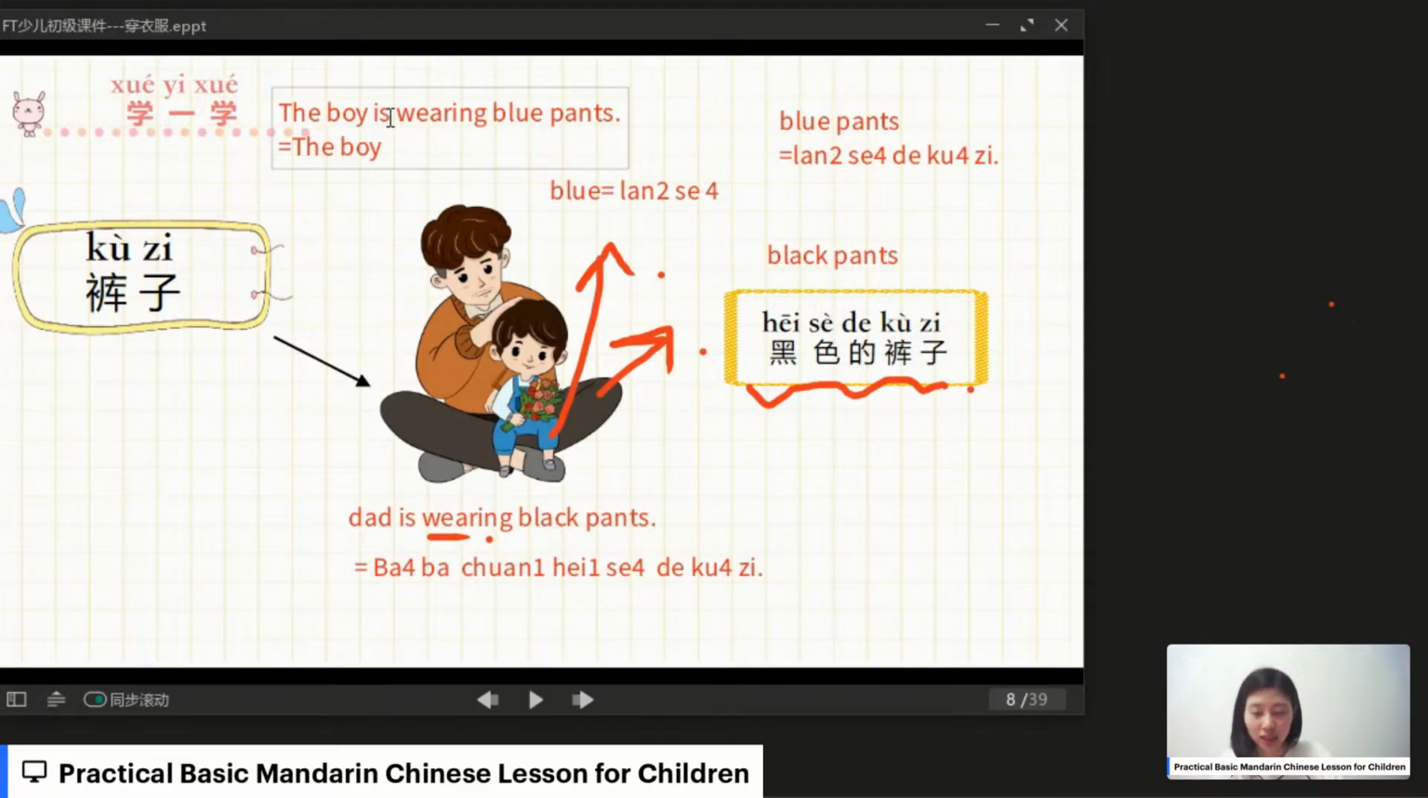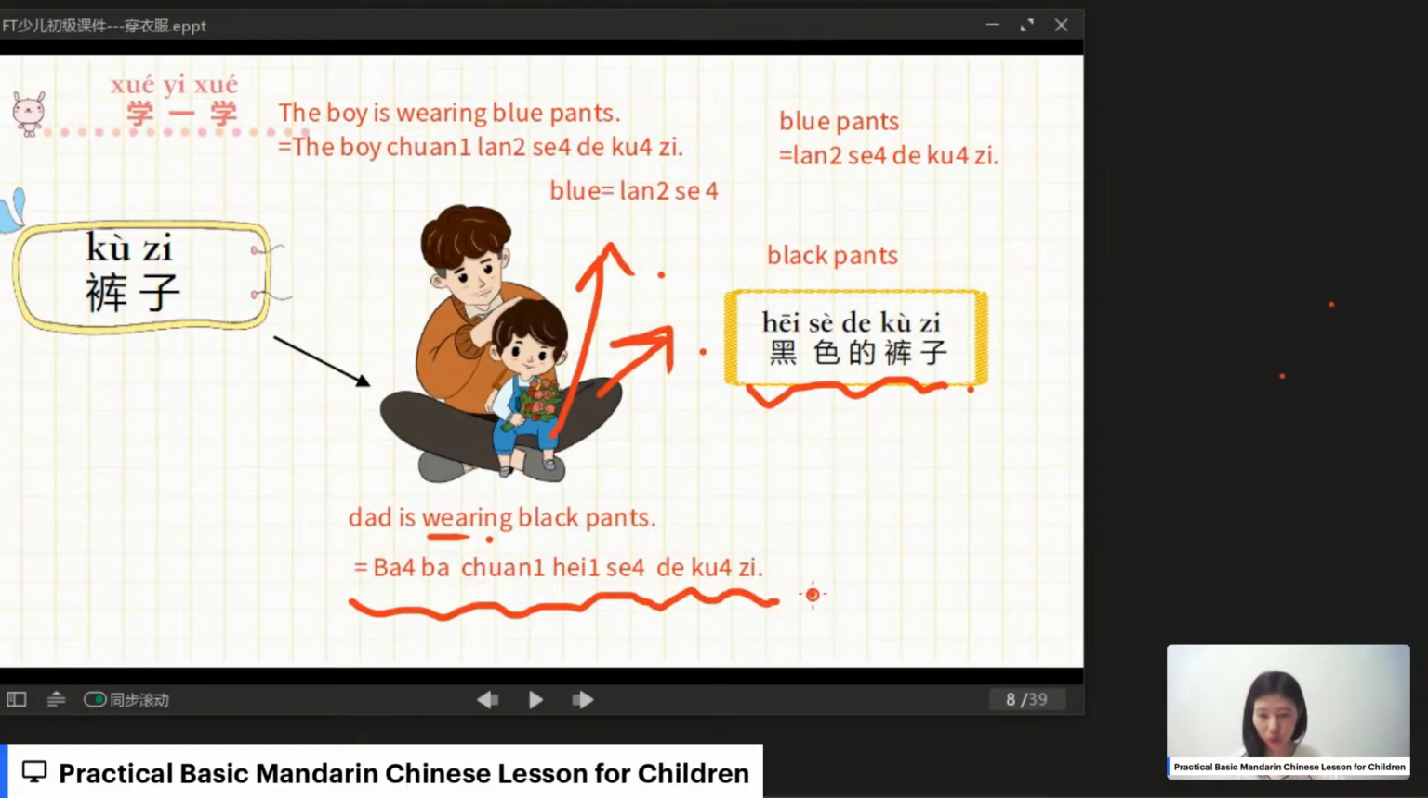So we can say the boy is wearing, that would be 穿 blue pants, right? Blue pants will be 蓝色的裤子. So one more time for this sentence, the boy 穿蓝色的裤子. The boy 穿蓝色的裤子. So dad is wearing black pants. That would be 爸爸穿黑色的裤子. So the keyword is 裤子, and another word is 穿. So 穿裤子. 穿裤子.